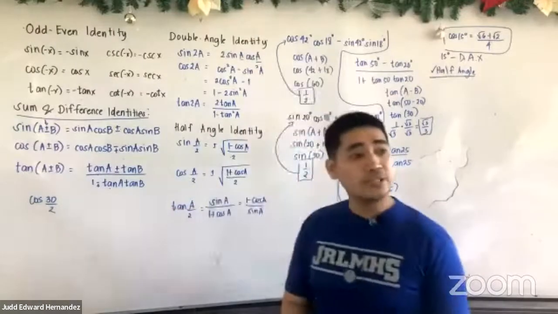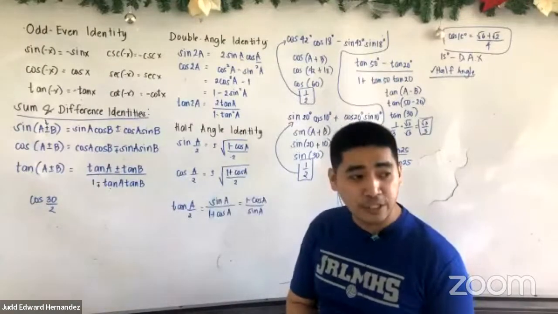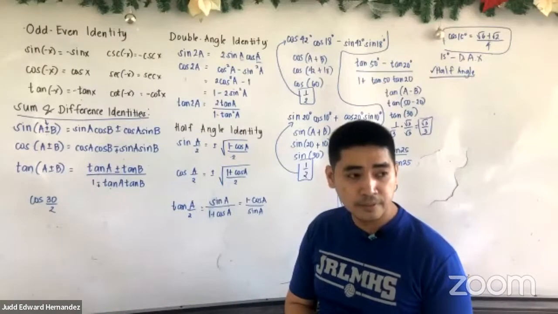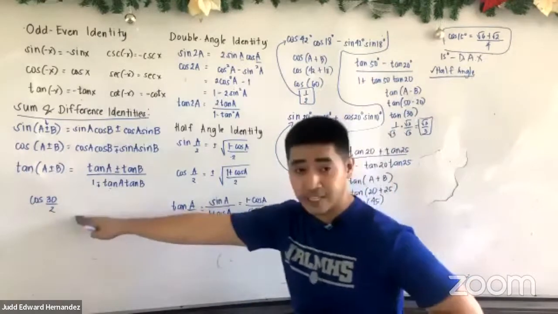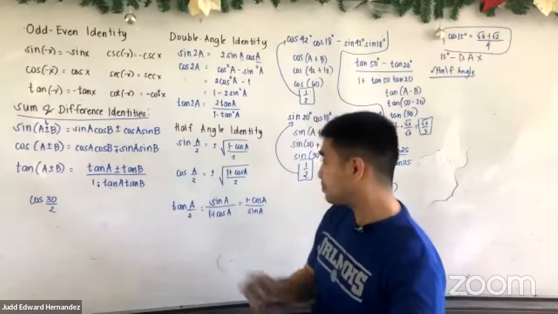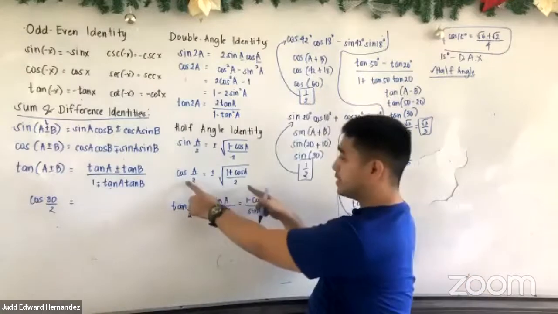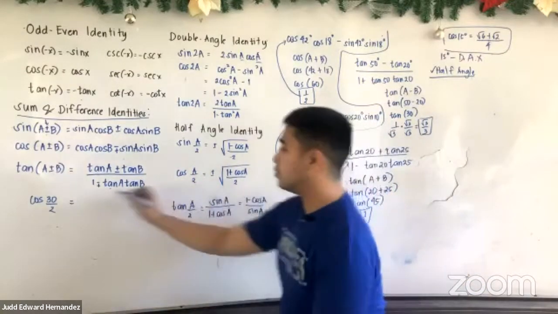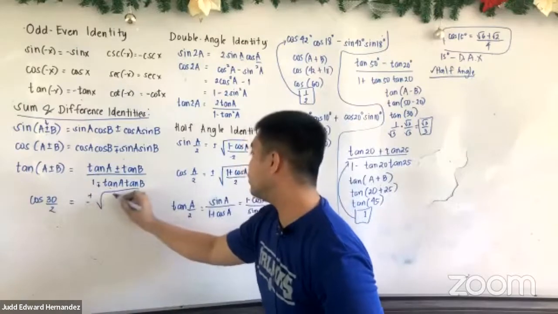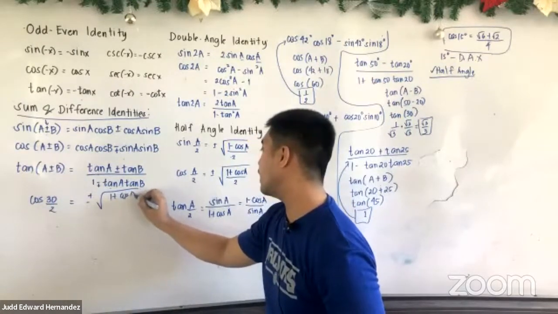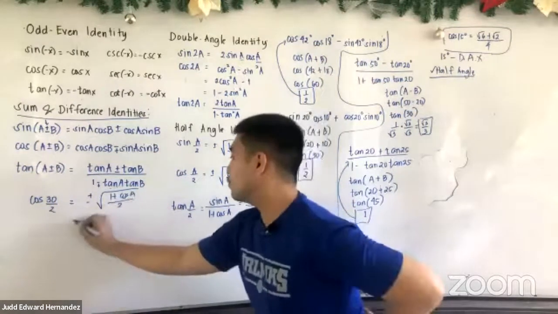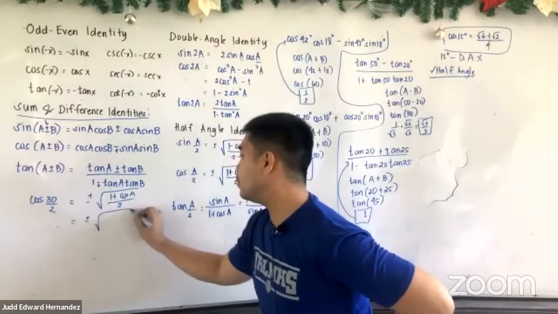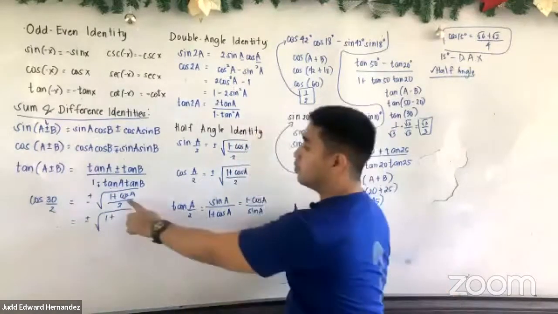Is cosine 15 equal to cosine 30 over 2? Yes po, sir. Is it safe to say that they are equal? Yes. Look at this. Cosine 30 over 2 is equal to plus minus square root of 1 plus cosine A over 2. Therefore, that is equal to plus minus square root of 1 plus cosine A over 2.